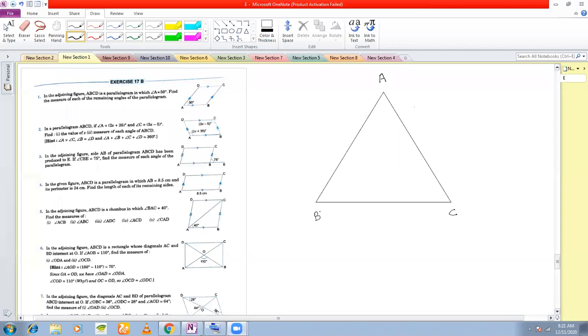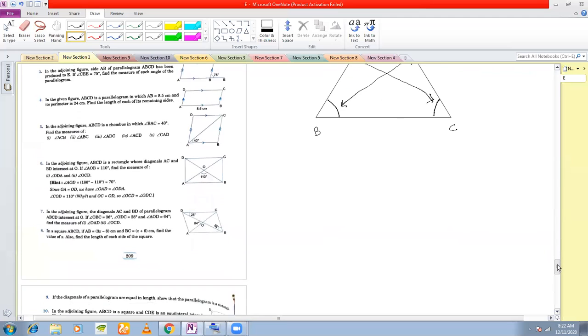But remember this concept. In an isosceles triangle, two sides are equal. Suppose I take these two sides to be equal. If these two sides are equal, then these two become your base angles. Why do these two become your base angles? Because this angle here is opposite to this side, and this angle here is opposite to this side. Understood?